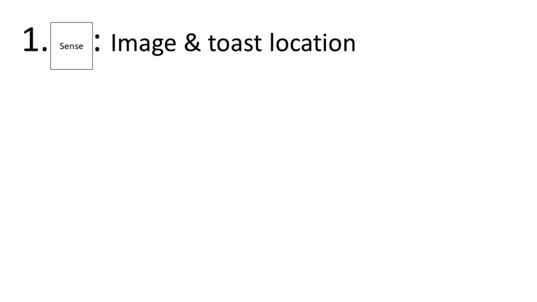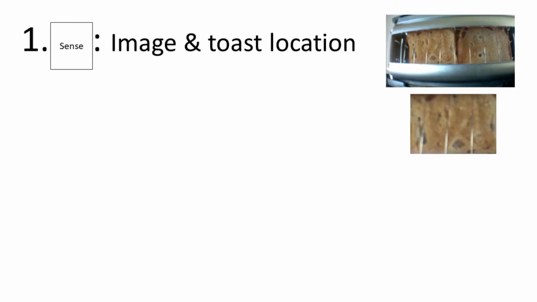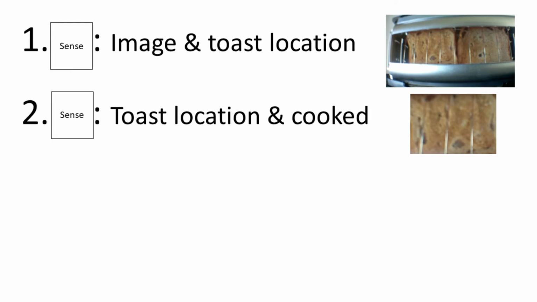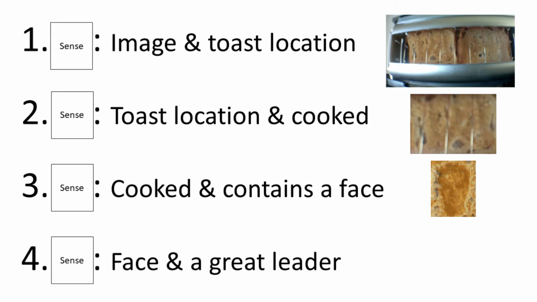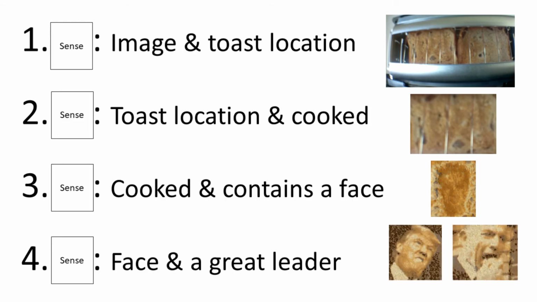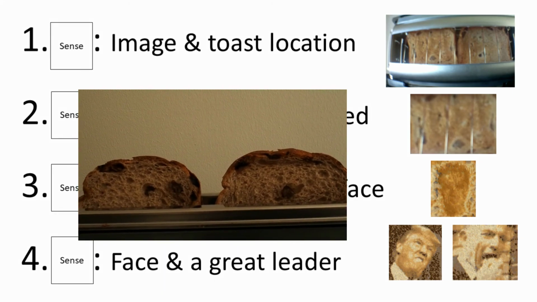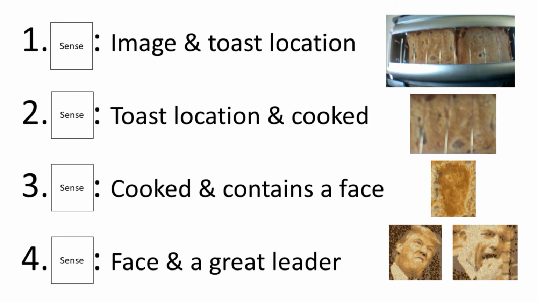For example, the first iteration, we might want to detect where the toast is located in the frame, since they may move. The second iteration is just the toast pixels to determine which cooked state they are in. The third iteration is to only analyze toast in the cooked state and find any region where bread has formed a face. The fourth iteration may then take those face regions in the toast and detect which ones most represent a great leader. And from there, this will trigger the toaster to pop the toast. Each of these iterations follow the 6 steps and need to be tested and validated independently.